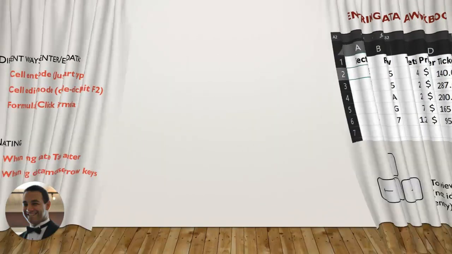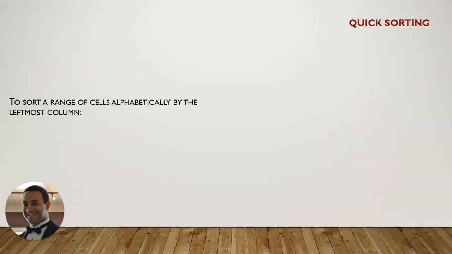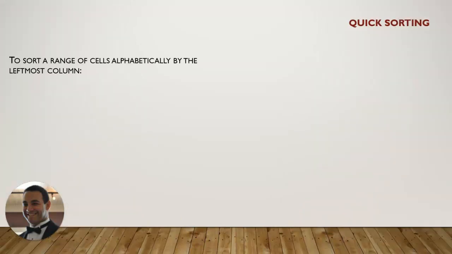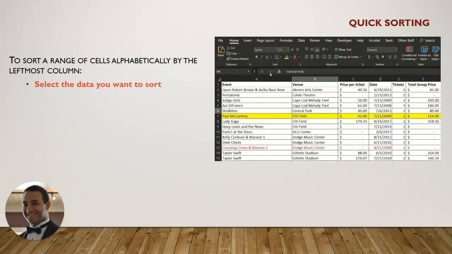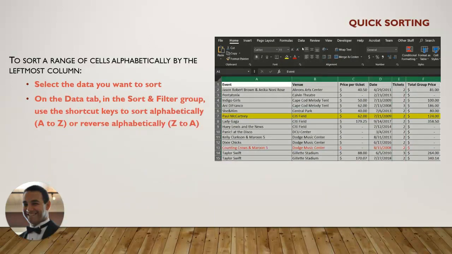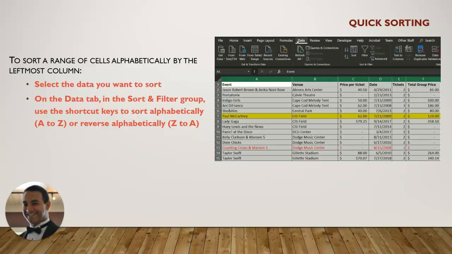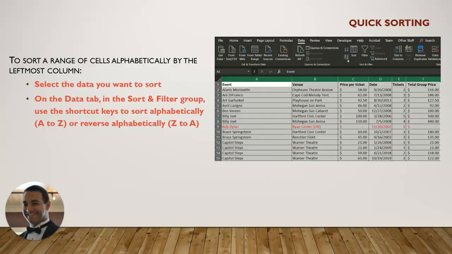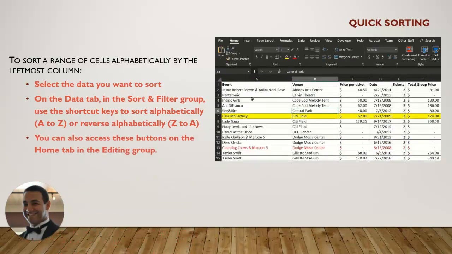Now, once you have some data in your spreadsheet, one of the most important things you're going to want to do with your data is sort. And there are a couple of different ways to do that. First of all, if you just want to sort a range of cells alphabetically by the leftmost column, you're just going to select the data you want to sort, and on the Data tab in the Sort and Filter group, use the shortcut keys to sort alphabetically, A to Z, or reverse alphabetically, Z to A. Of course, you can also access those buttons on the Home tab in the Editing group.